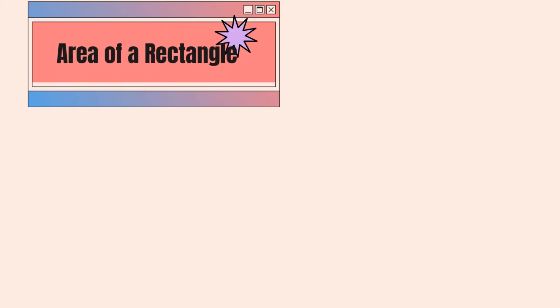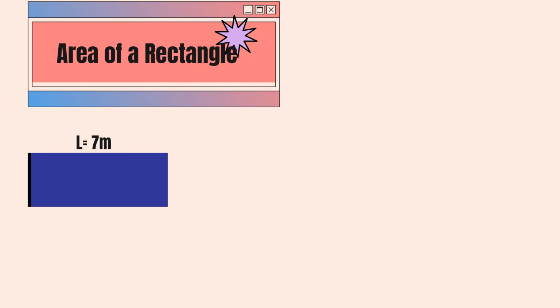We have here an example of finding the area of a rectangle. Supposing that the length is equal to 7 meters and the width is equal to 4 meters. How are we going to get the area of this rectangle? We are going to follow the formula again.